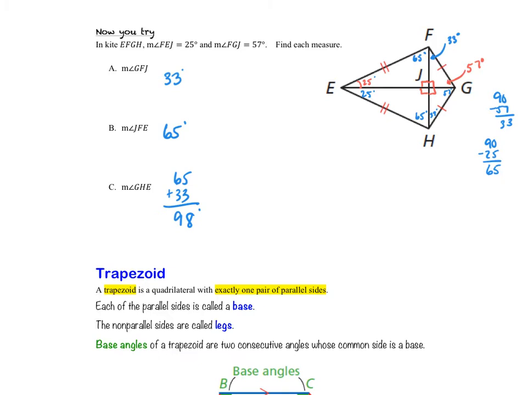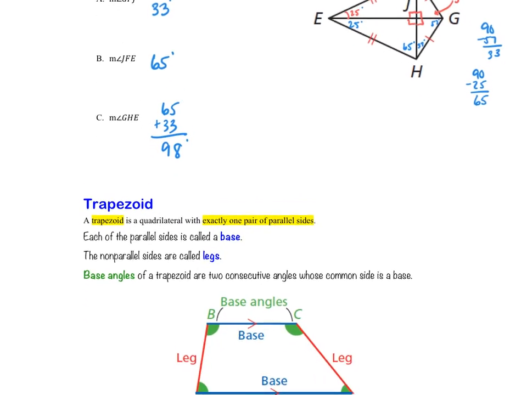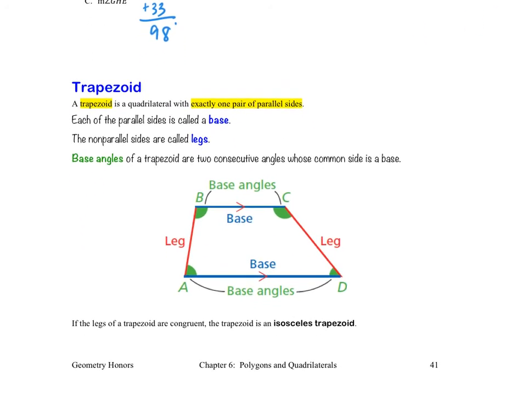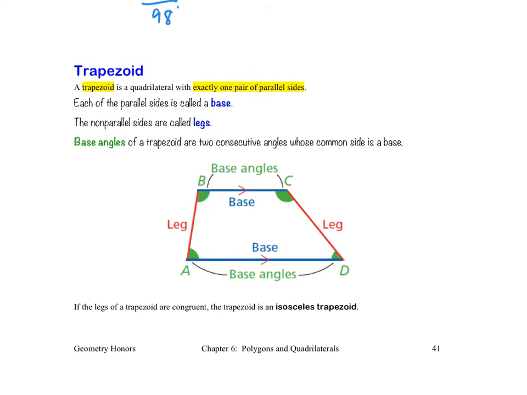Okay, now we have to talk about a trapezoid. A trapezoid is a quadrilateral with exactly one pair of parallel sides. Each pair of parallel sides is called a base. This is a lot of vocabulary. The non-parallel sides are called the legs. So the parallel sides are the bases, and the non-parallel sides are called the legs. Base angles of a trapezoid are two consecutive angles whose common side is a base. So the base angles basically hit the bottom.